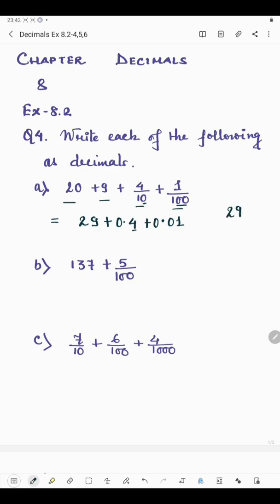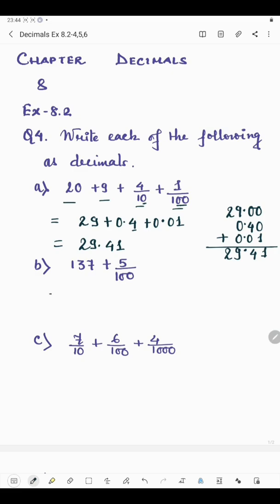Now we will add all this to get the decimal number. So 29 can be written as 29.00. Then 0.4, always put the decimal below the decimal. Here we can add 0 to make it like decimals. Now 0.01. Now we'll add all this. 1 plus 0 plus 0 is 1. 4 plus 0 plus 0 is 4. 9 plus 0 plus 0 is 9, and then 2. So it will be 29.41.